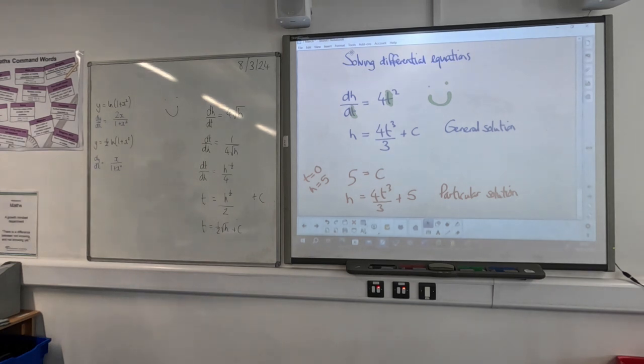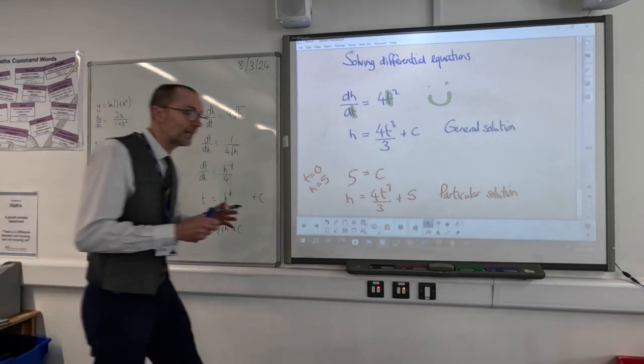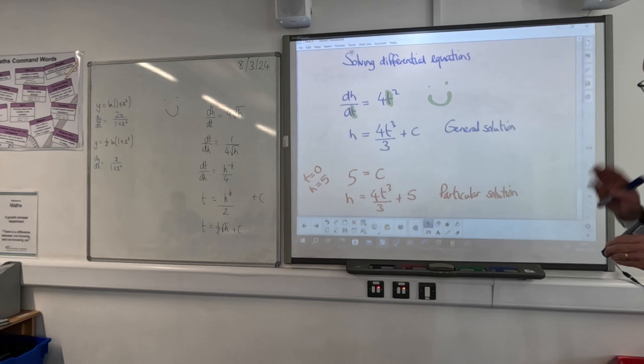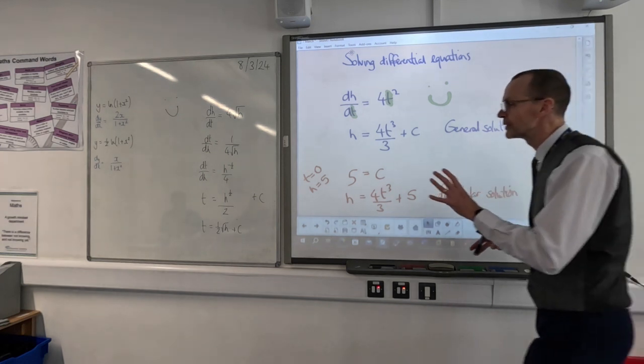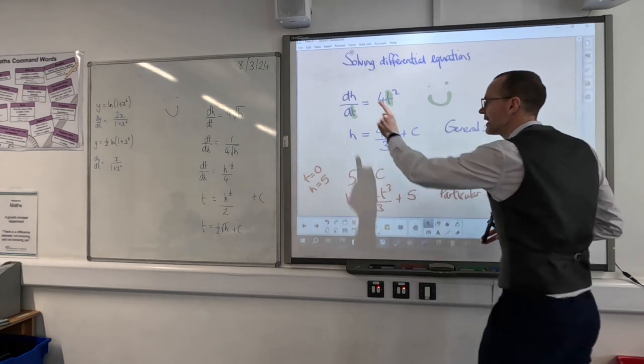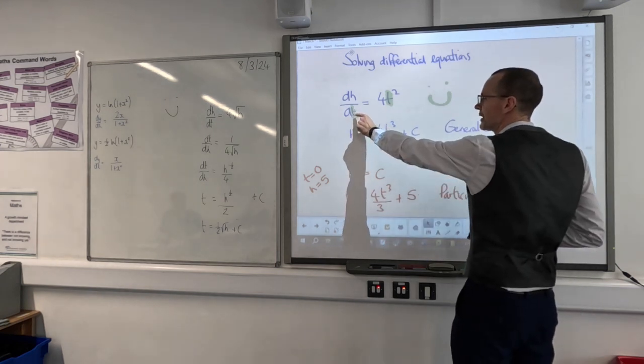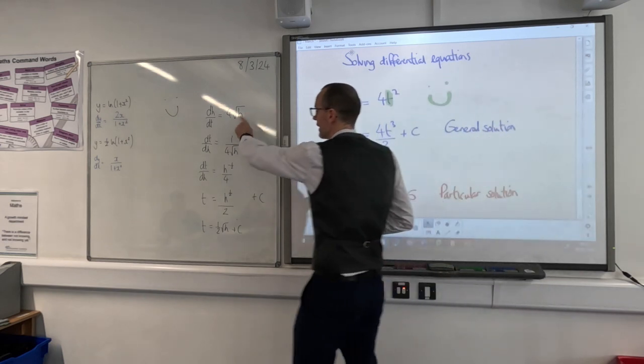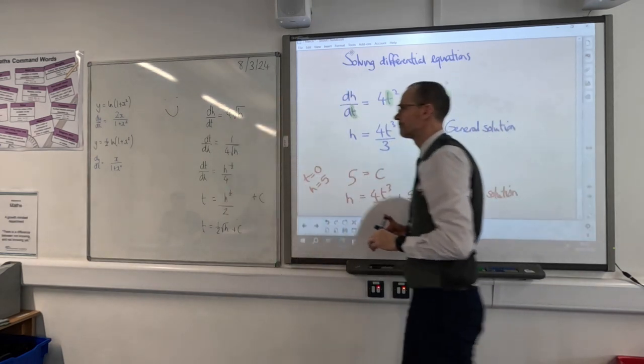So solving differential equations is just a pompous way of saying undoing differentiation by integrating. And we've just got to be a little bit careful about the variables. This tells us what the variable is, so it needs to be in terms of that. So in this case, I need to flip it over.